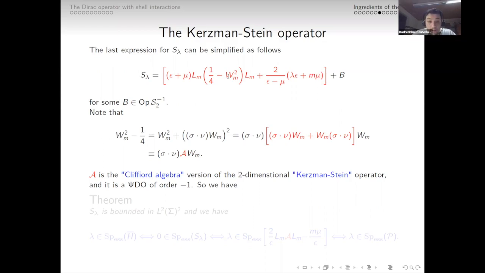So what I'm saying is that in fact we have the following from this formula. So remember that we had this reduction.